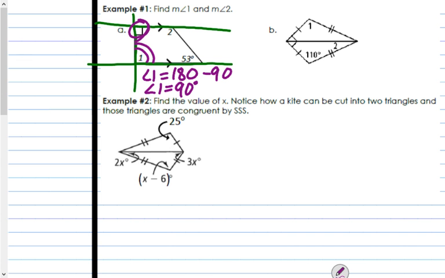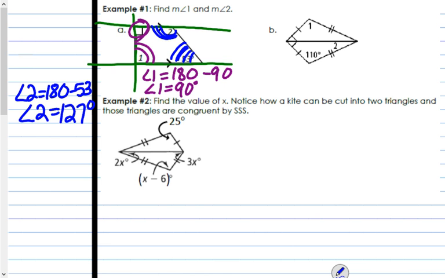We'll find angle 2 the same way, because angle 2 and the 53 degree angle have to add up to 180. So angle 2 equals 180 minus 53. Angle 2 is 127 degrees. Okay? Because they have to add up to 180 degrees.